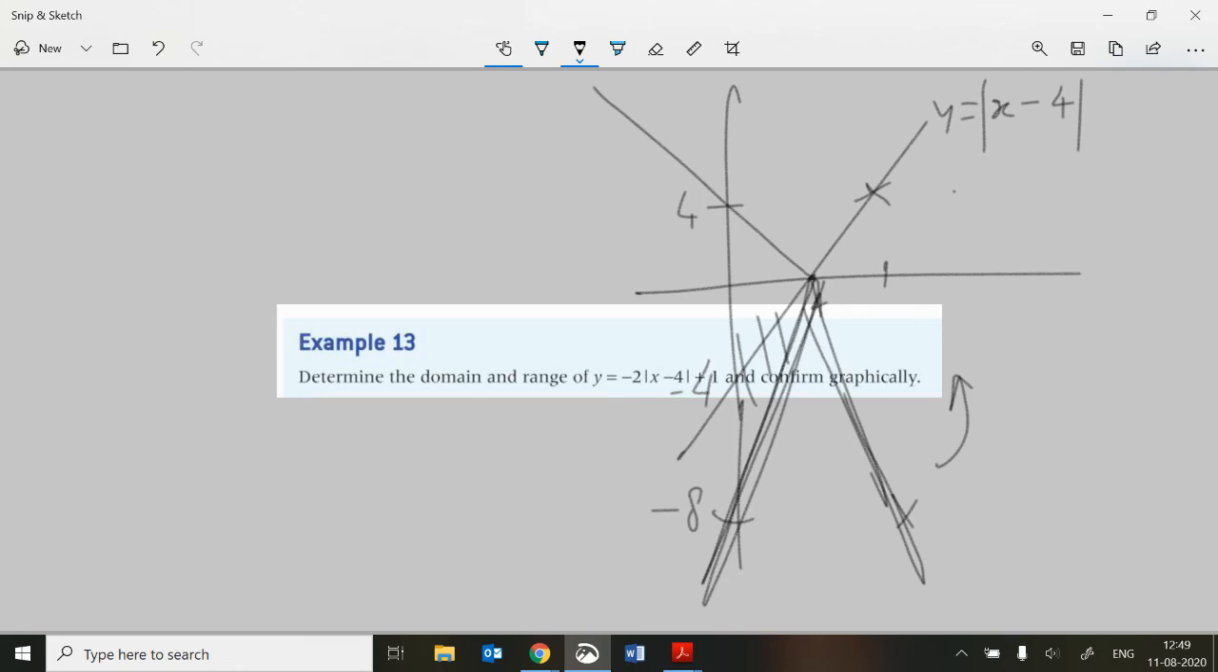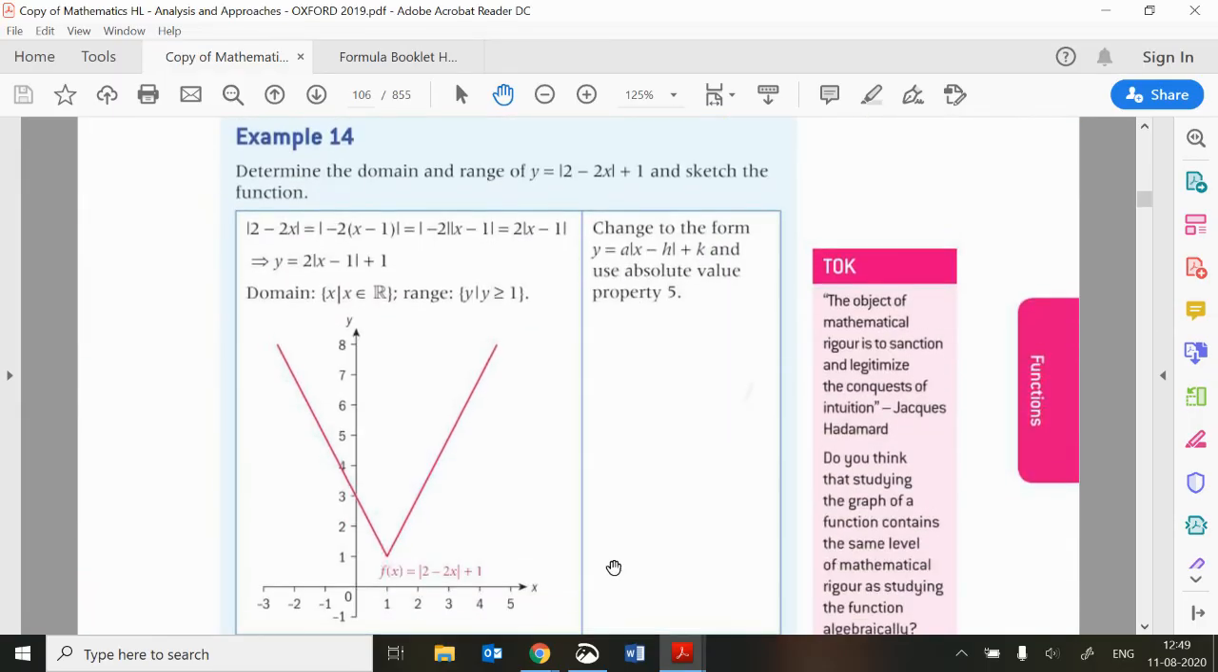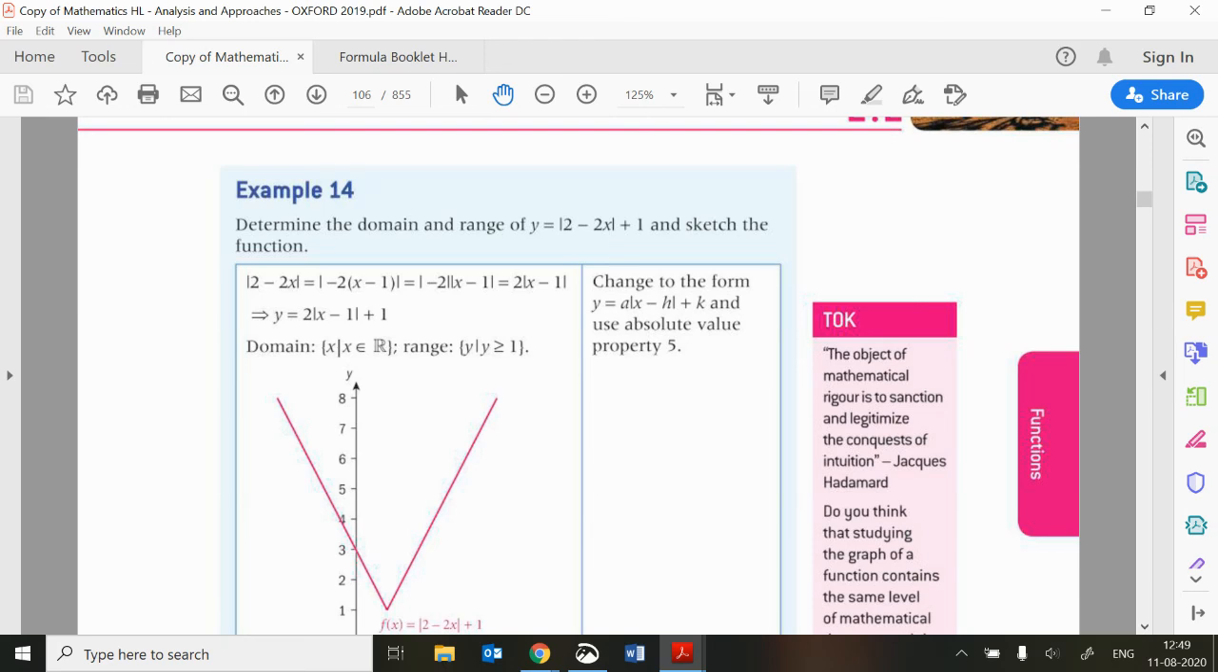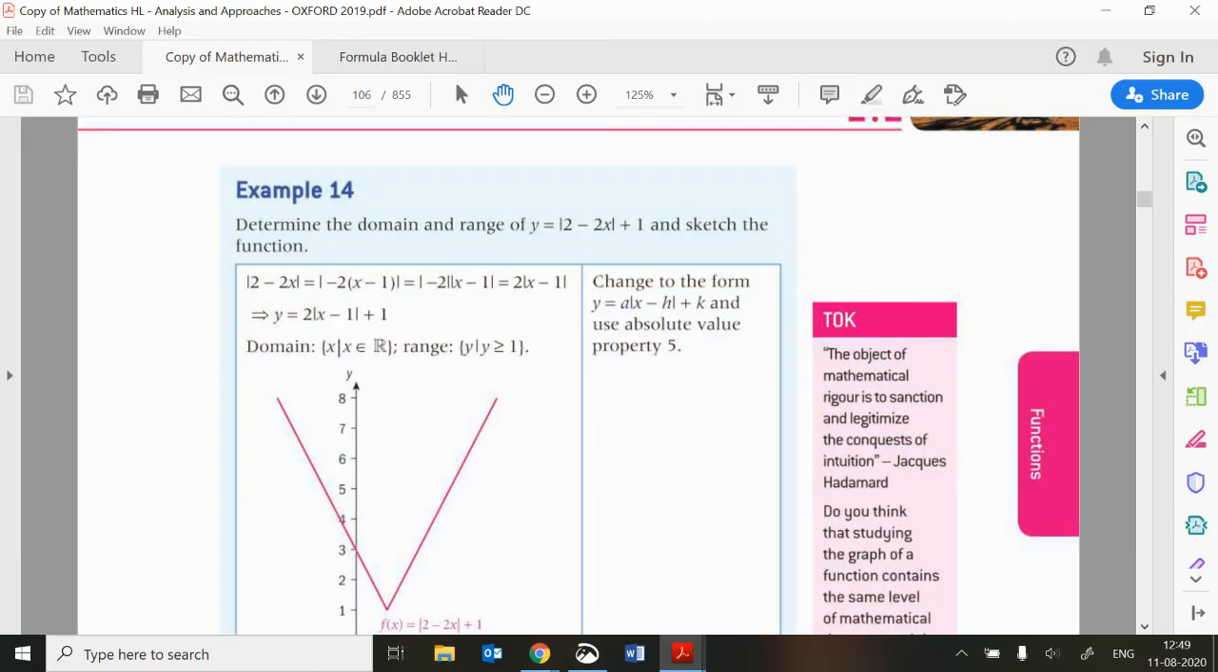Okay, so if you don't see, for example, in the next question, question 14, if you don't see that you can factorize out the minus 2 and then split up the modulus and then change the minus 2 to a plus 2, if you don't see that, you can still do this whole thing. Take this one as well to show you this also works. Okay, so here we go.